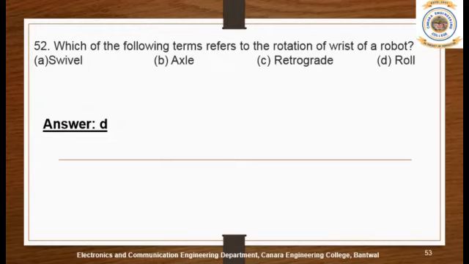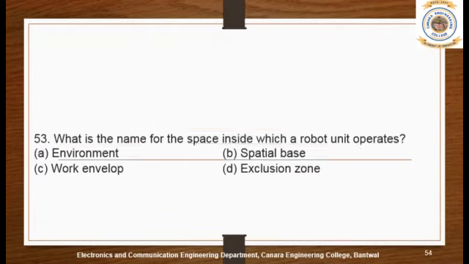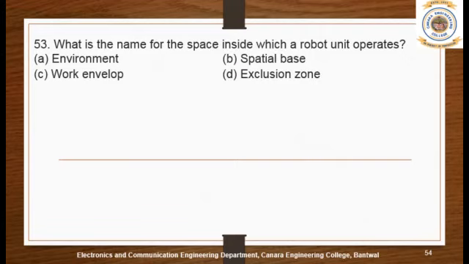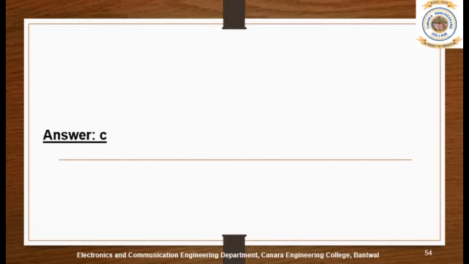Then which of the following terms refers to the rotation of the wrist of a robot? That is a roll. Roll is nothing but the wrist rotation of a robot, which we come across in the process of robotics. What is the name for the space inside which a robot unit operates? That is the work envelope normally used in a robotic system.